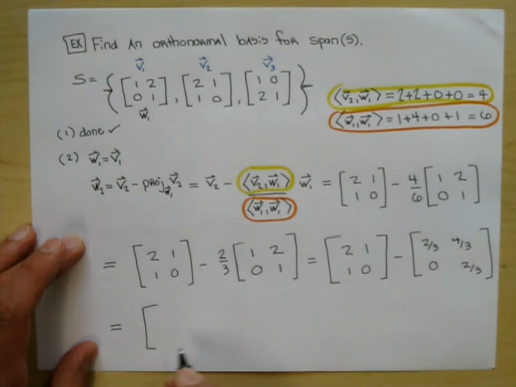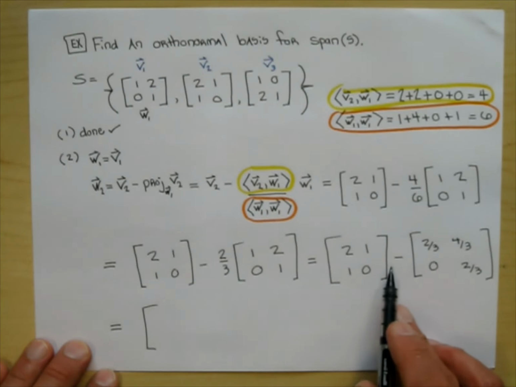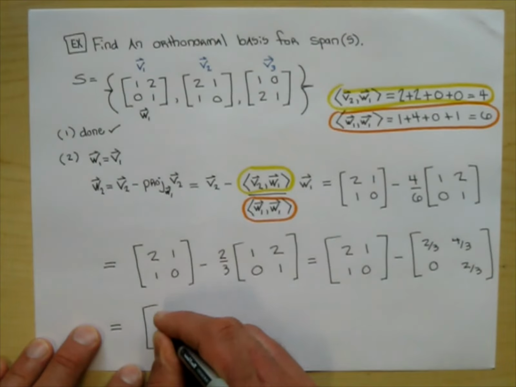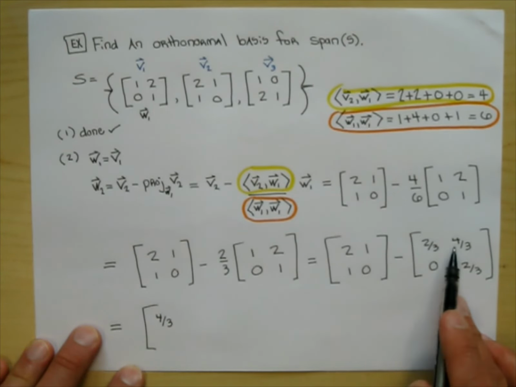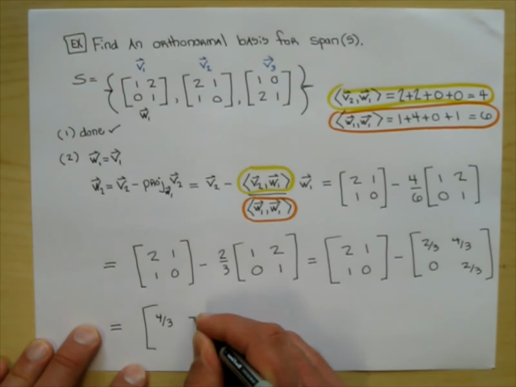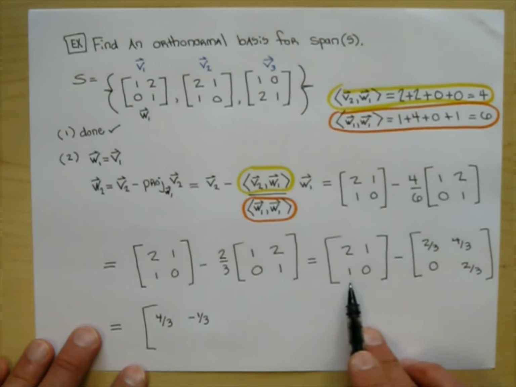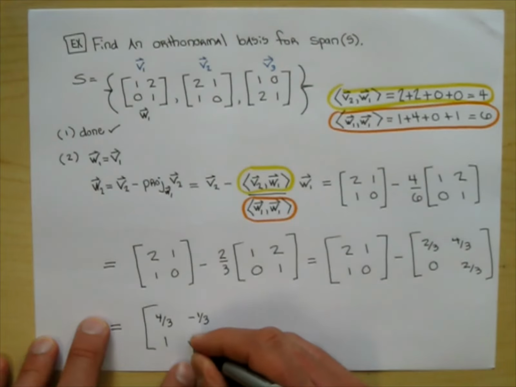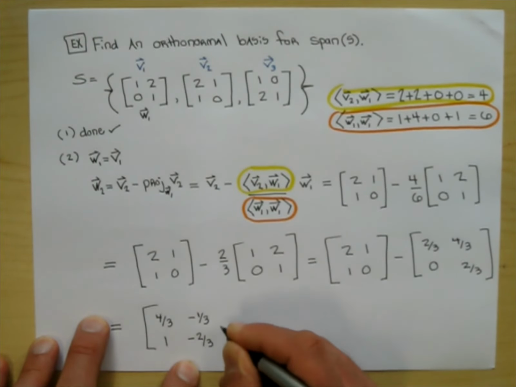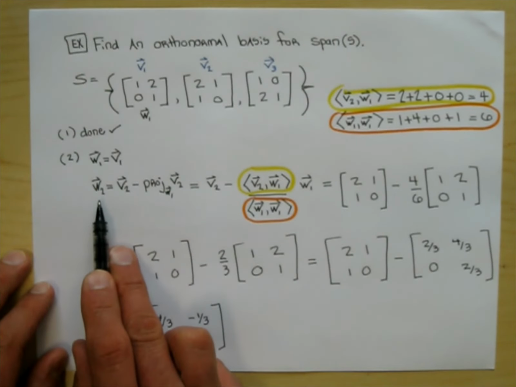So this gives me 2 minus 2/3, which is 6/3 minus 2/3, 4/3. Then this is 1 minus 4/3. This is a negative 1/3. And then a 1 minus 0 is 1. And a 0 minus 2/3 is negative 2/3. So this guy right here is W2.